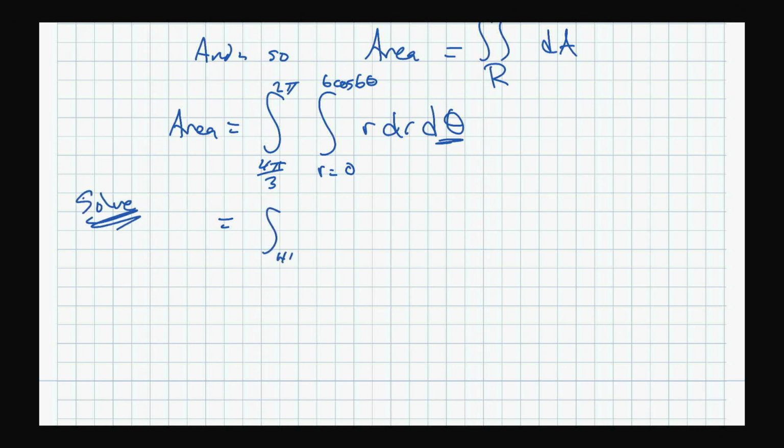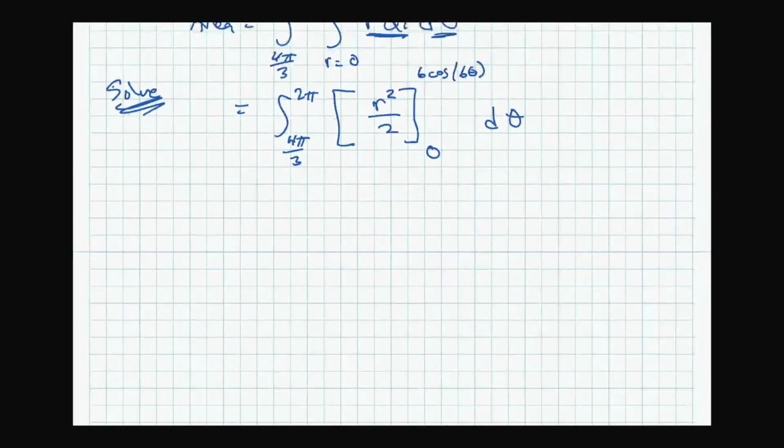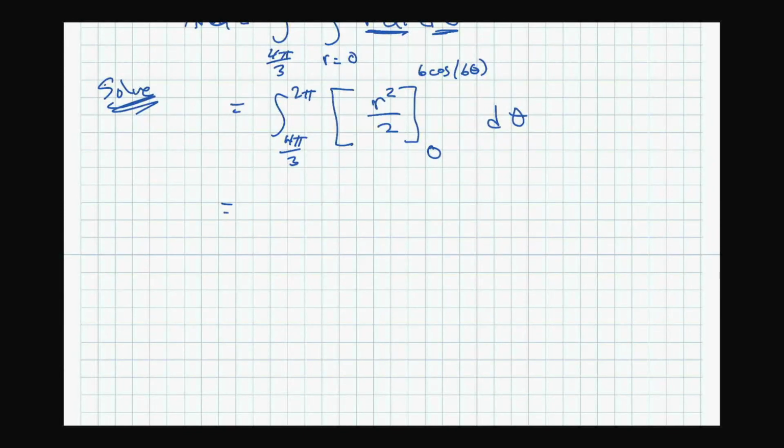So integral 4 pi over 3 to 2 pi. All right, so this is the first one we've done with not a constant up here, though. So you integrate r dr. What's the antiderivative of r dr? r squared over 2, right? And then that goes from 0 to 6 cosine 6 theta, and then d theta, like so. So then you plug in those limits of integration.